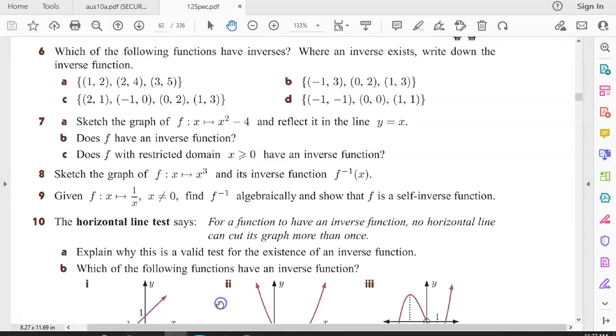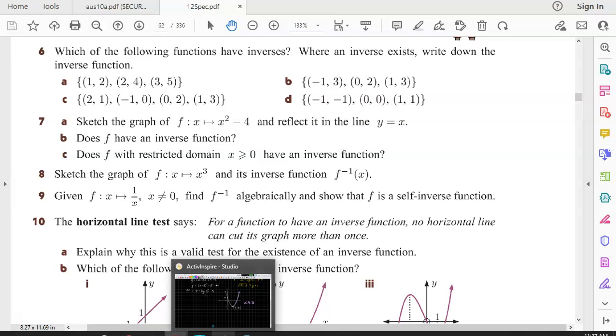So we had a question about number 6. What exercise is this? 3B. 3B question 6. And we're going, well, what's the deal? How do we even plot it? I mean, you could plot it and then you'd see that if a horizontal line goes through, that's fine.